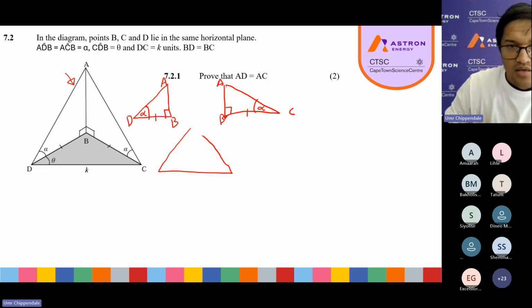Okay, let's bring that up again so I can see. There we go. So this is now point B. This is point C, and this is point D. This is theta. This side is the same as this side, and this is K.